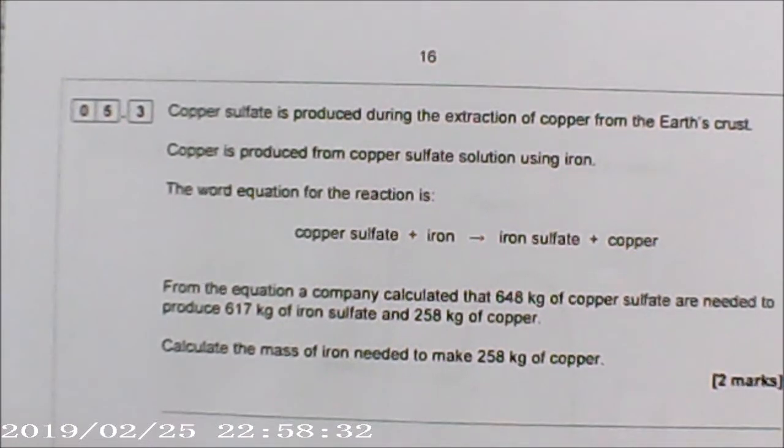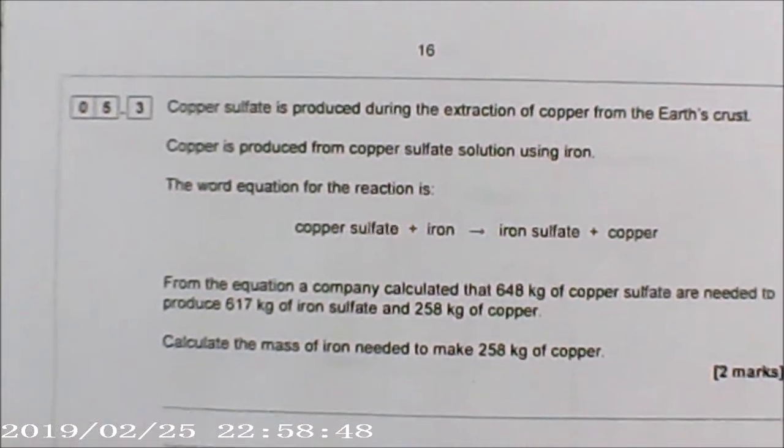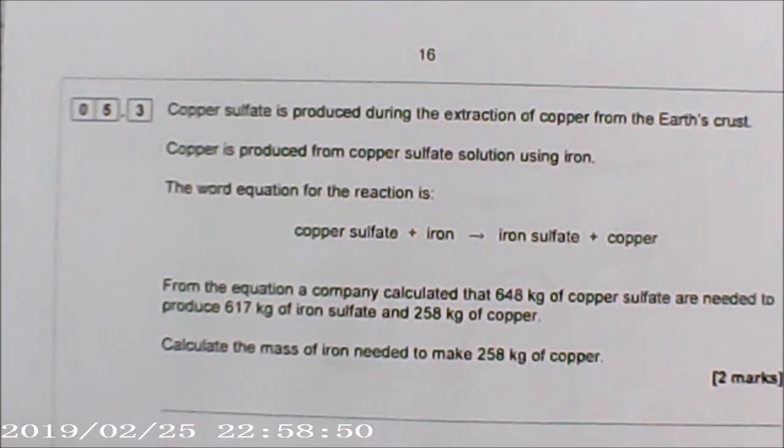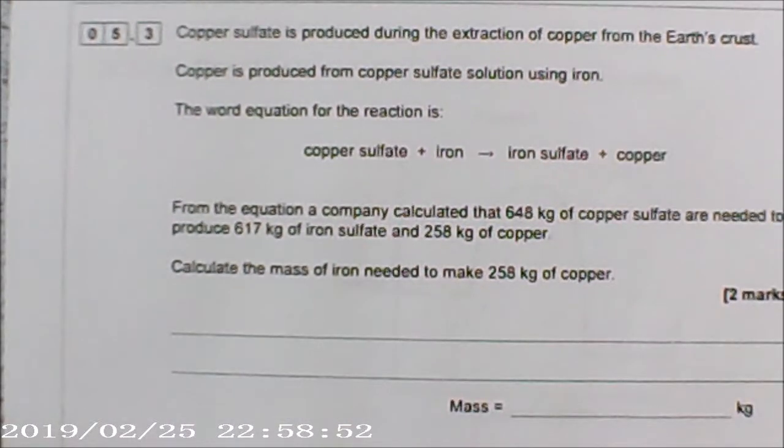5.3. Copper sulfate is produced during the extraction of copper from the Earth's crust. Copper is produced from copper sulfate solution using iron. The word equation for the reaction is copper sulfate plus iron makes iron sulfate plus copper. From the equation, a company calculated that 648 kilograms of copper sulfate are needed to produce 617 kilograms of iron sulfate and 258 kilograms of copper. Calculate the mass of iron needed to make 258 kilograms of copper.